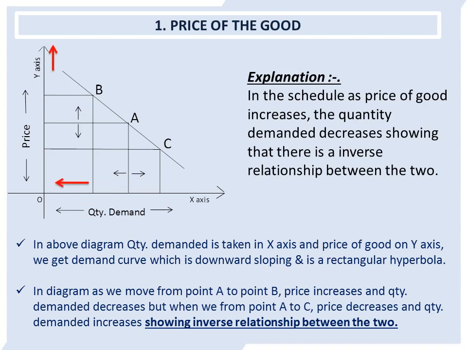So this is how you can show about points A, B and C, and you can show with the different combinations how quantity demanded changes as the change in price happens.